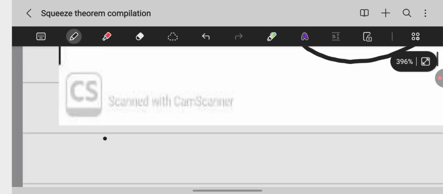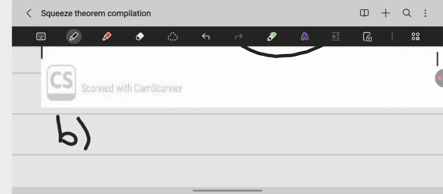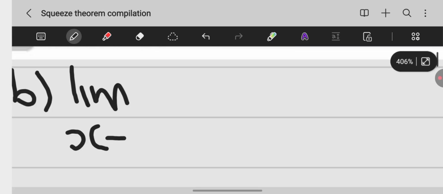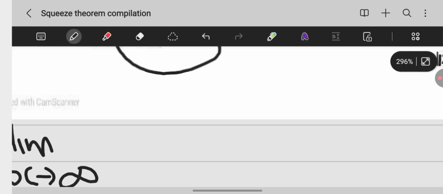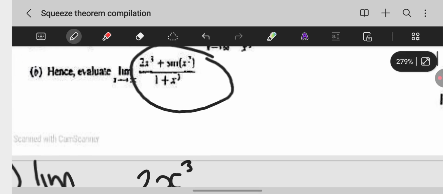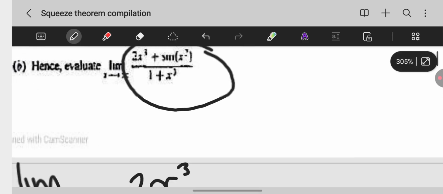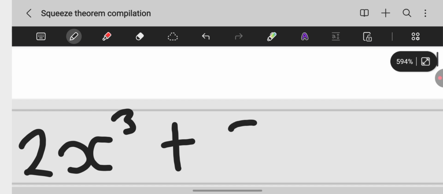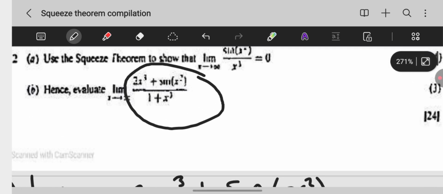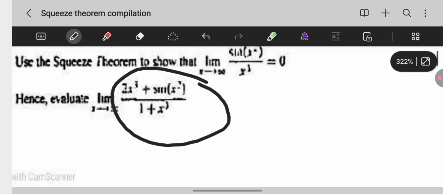Okay, so hence evaluate. Let's do B here. So we have the limit as x approaches infinity of x cubed plus sin(e^x) plus sin x squared over 1 plus x. I think that's cubed.